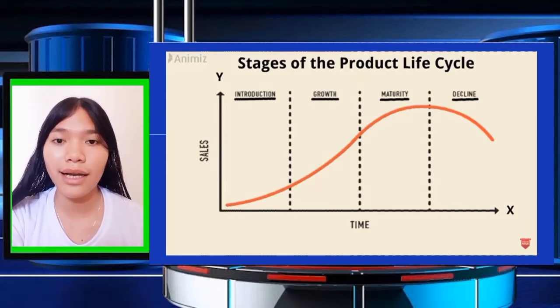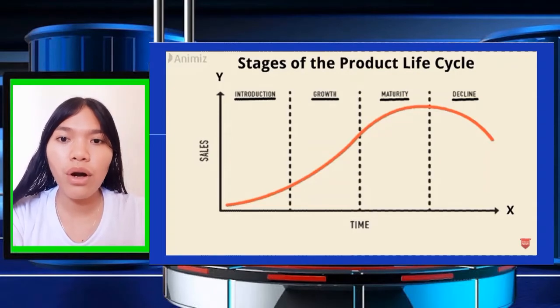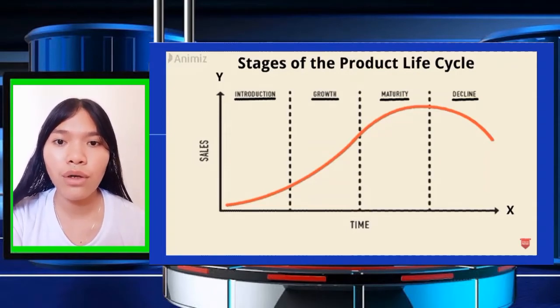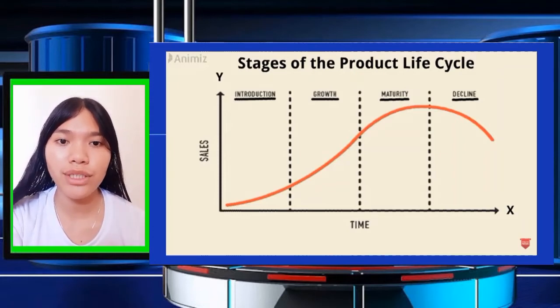In maturity there are already many competitors. You can see that competition has increased. Even though you produce more goods and services, your sales slow down because of rivalry, since there are many competing. So companies will reduce the marketing and start to develop new or alternative products. Since your sales are slowing in this part of maturity because your competitors have increased, the companies will have to reduce the marketing.